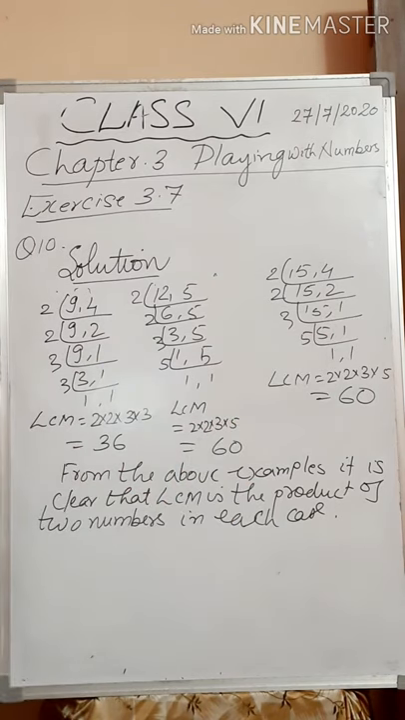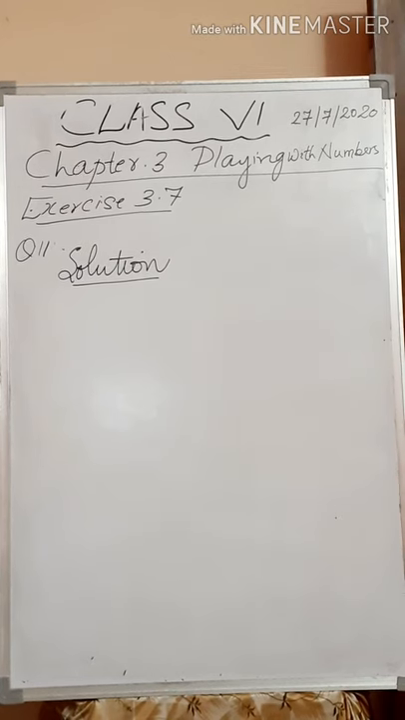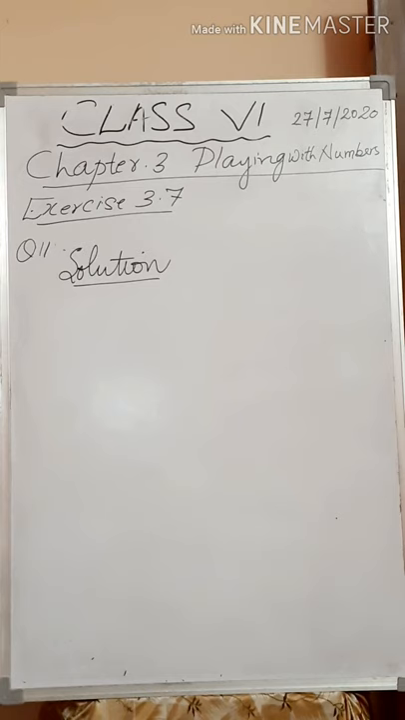Now we are going to the next question, question number 11. Find the LCM of the following numbers. In each one number is the factor of the other. 5 and 20, first one. The second, 6 and 18. Third, 12 and 48. Fourth is 9 and 45. What do you observe in the results obtained?